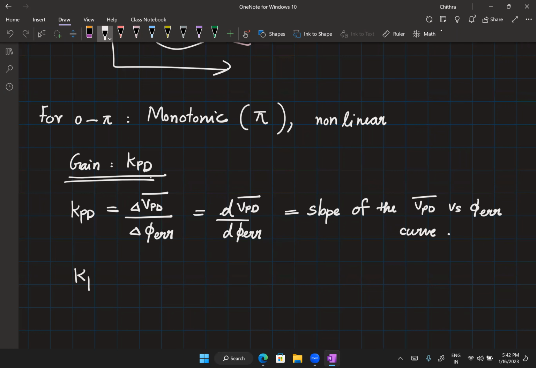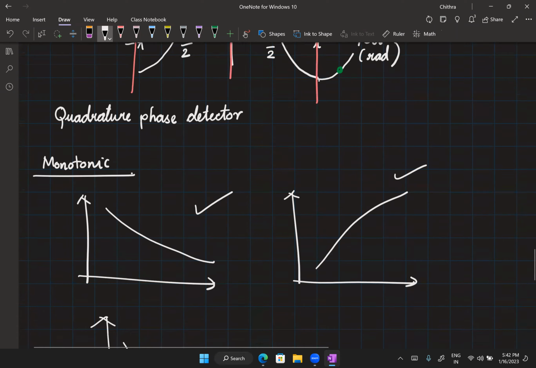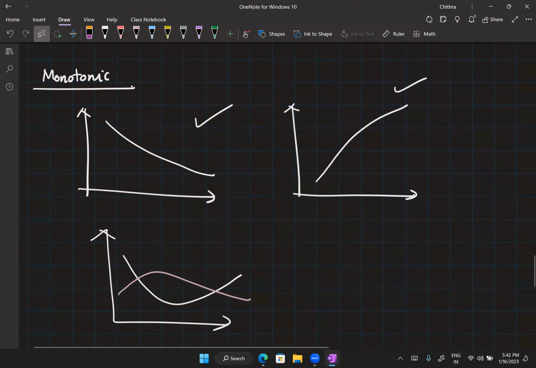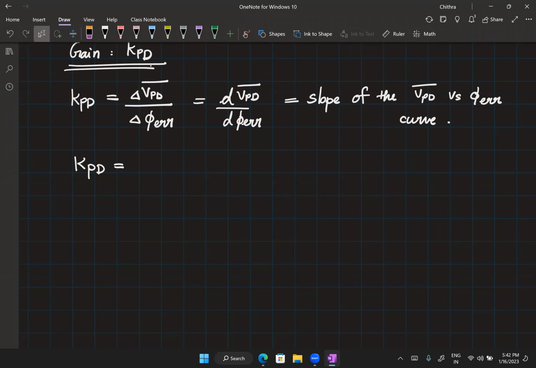So you have the expression. Can you calculate what KPD is for this? You have the expression for VPD average. What is the expression for KPD? So what is the exact value? Minus A1, A2 by 2 sine of phase error. Okay. So again, plot KPD versus phase error.